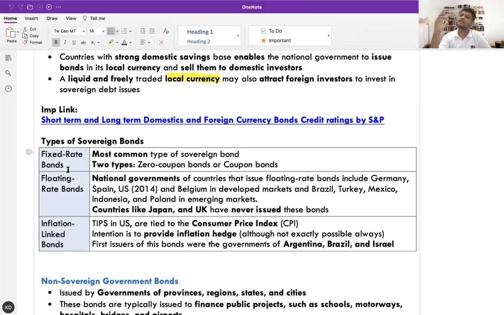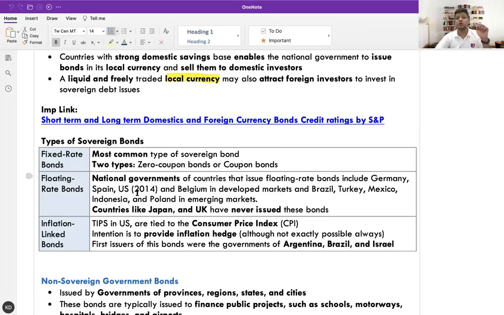always fixed rate bonds, because forget government, even corporates do not want to have their liability floating. So they all want to issue fixed rate bonds, especially as I just said, those with maturity of less than 1 year are going to be zero coupon bonds and those above 1 year are going to be coupon bonds. However, there are some national governments which have issued floating rate securities also.